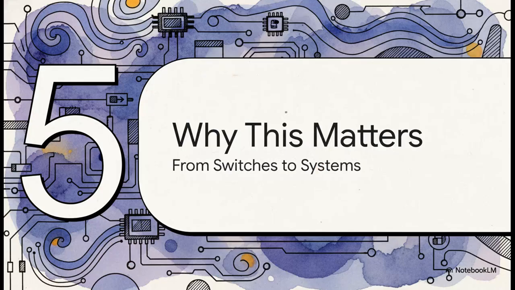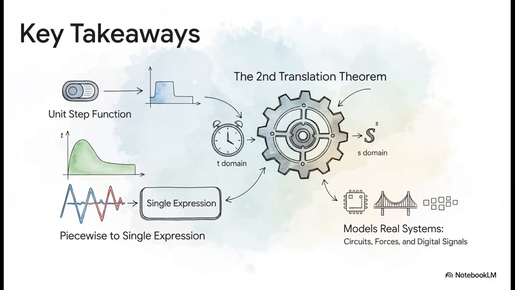So we've seen the definitions, we've walked through the theorems, we've done the examples, but let's zoom out. What's the big picture here? Why is this such a fundamental tool in math and engineering? Well, it really all boils down to this. The unit step function is our mathematical switch. It lets us take these messy, piecewise functions and write them as one single clean expression. The second translation theorem is the engine that actually lets us work with those expressions using Laplace transforms.